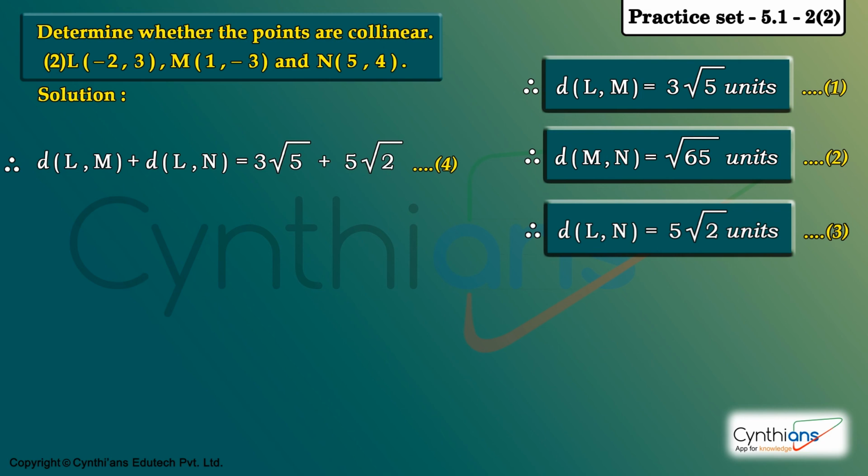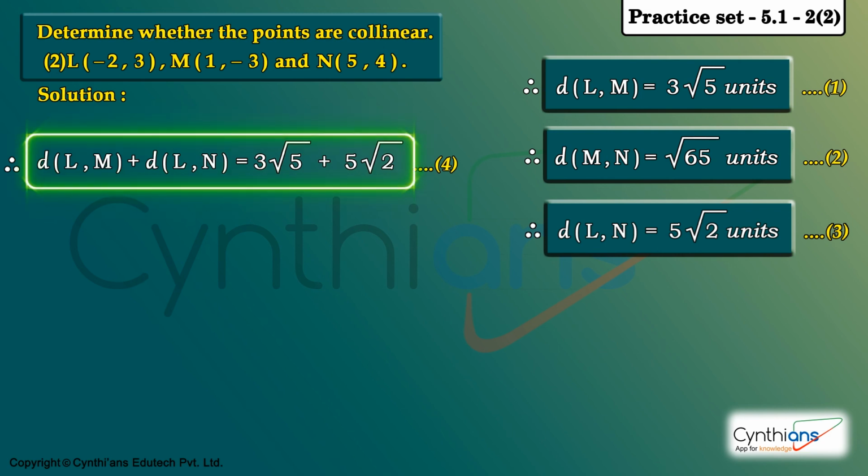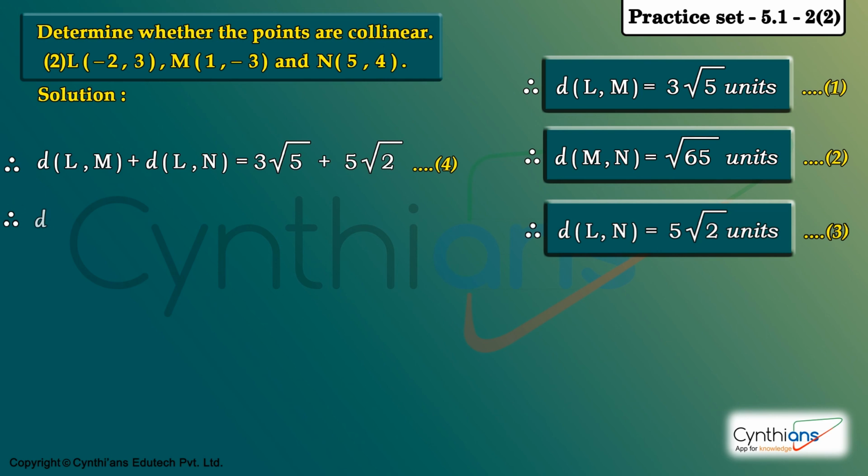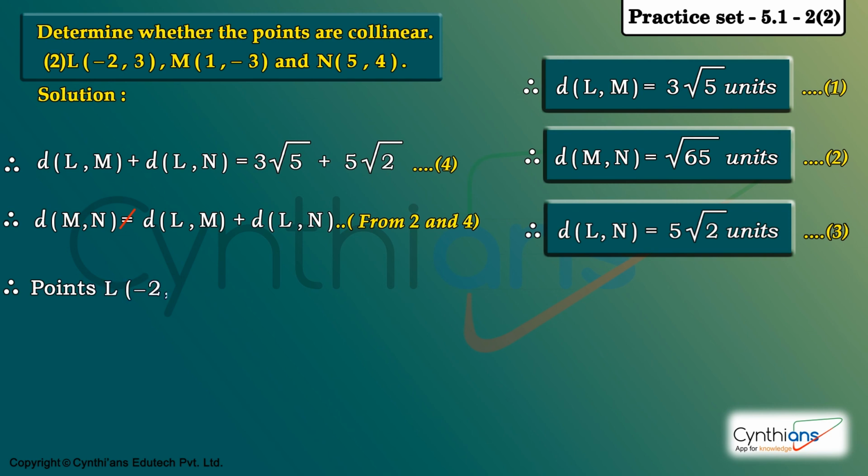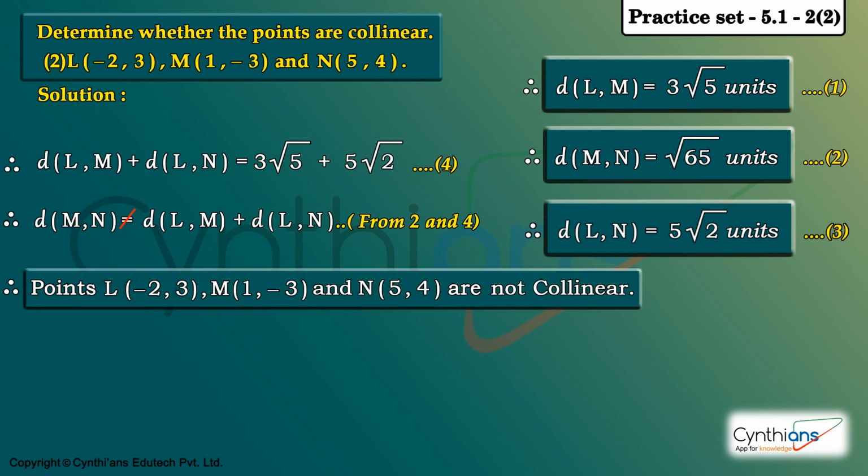Now let's compare equation number 4 and equation number 2. Are they equal? No, they aren't. So we can say that distance of MN is not equal to distance of LM plus distance of LN. Therefore, we can say that points L (minus 2, 3), M (1, minus 3) and N (5, 4) are not collinear. I hope you have understood this sum. Thank you.